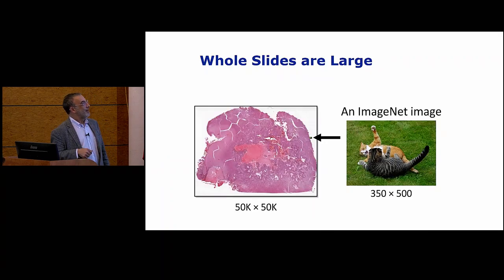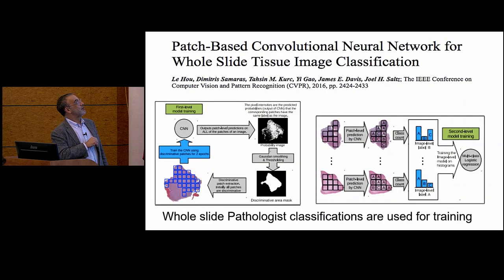There is a requirement for cute animal pictures, and I rose to the challenge. Actually, this slide was pre-existing. Everybody is doing these cute animals. It's really disgusting. But this is the point: it's like 350 by 500 in ImageNet, versus it could be 50K by 50K, 100K by 100K. And these things are getting larger as one gets better resolution and depth in the Z direction. So these are large.